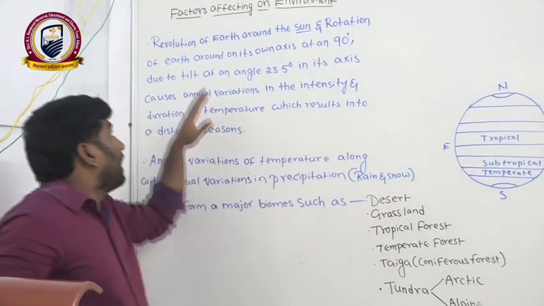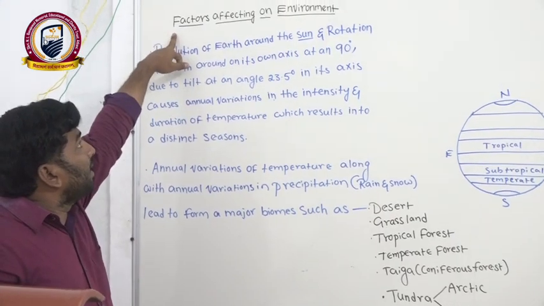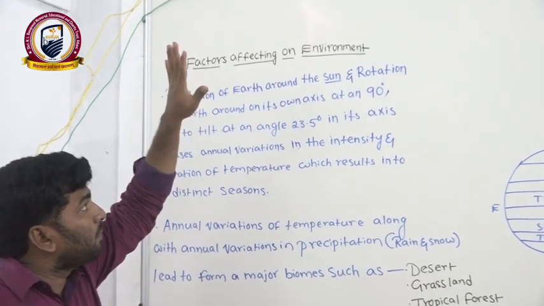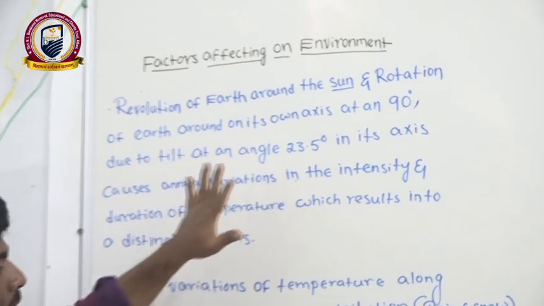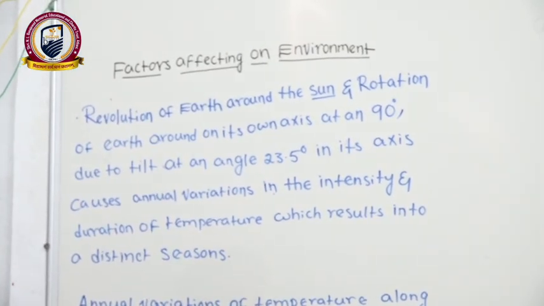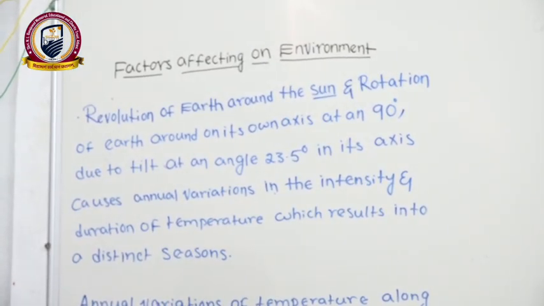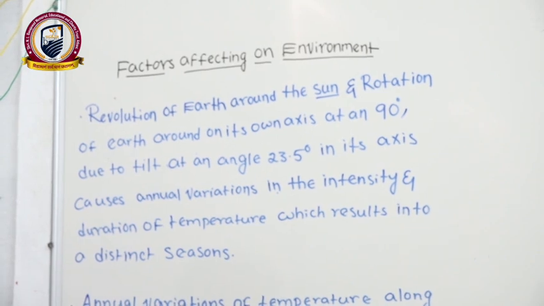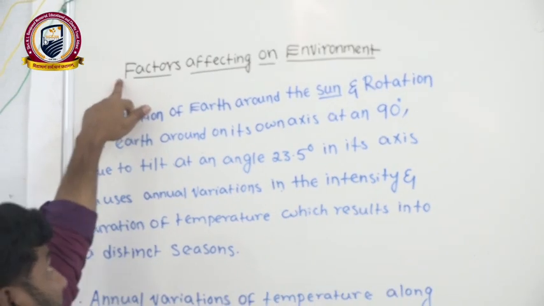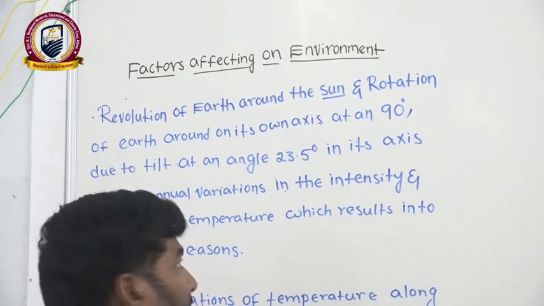Now we are starting with that. Factors affecting the environment. These factors lead to the formation of different kinds of biomes as well as different kinds of habitats and different kinds of niches. Clear? Now we will discuss factors affecting our environment. In that, we will discuss clearly.